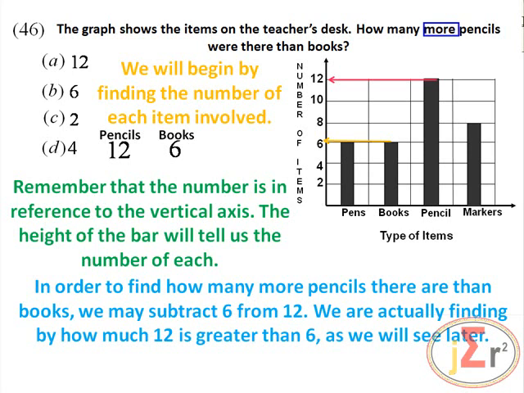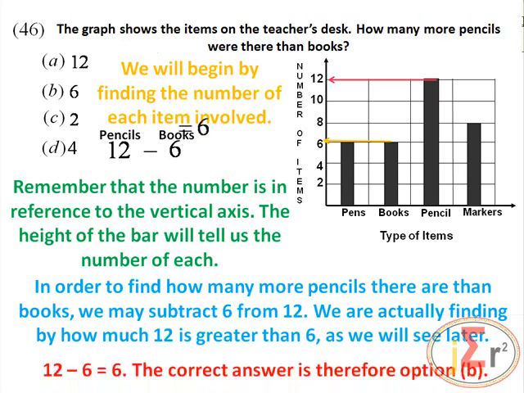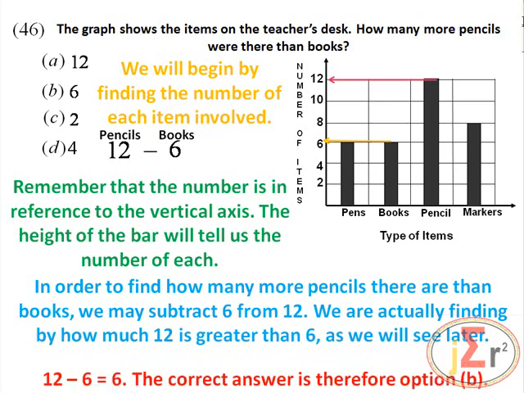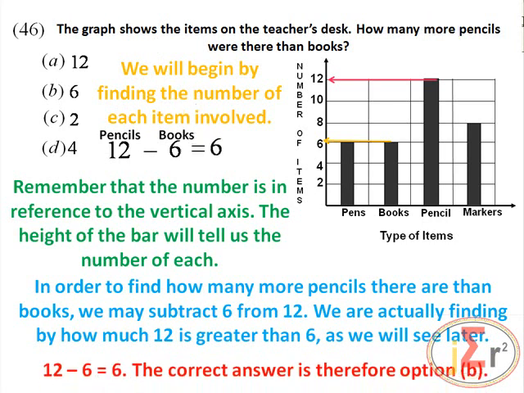So we will see it now. Because we need to find out the excess by which one is greater than the other, or which one is more than the other, we need to subtract, and we will tell how much one is greater than the other. 12 minus 6 is equal to 6. The correct answer is therefore option B.